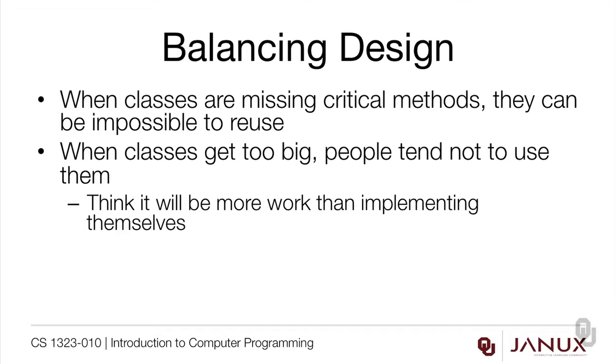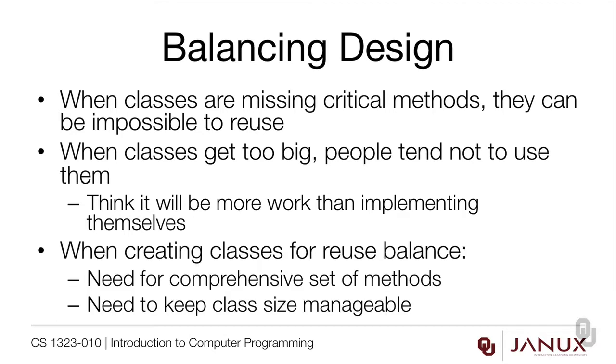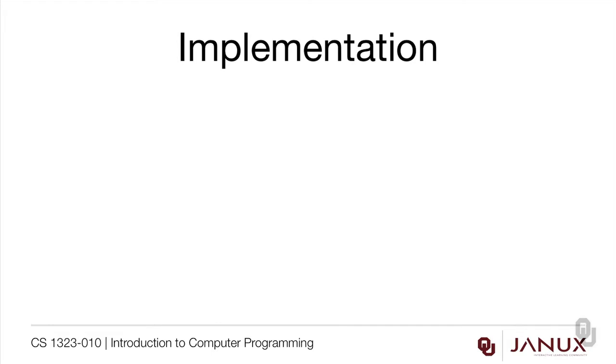So, for example, when you're looking through the API and you see an API page that has like 12 pages of methods on it, the inclination to decide to do something else is really strong. So this is the balancing act. You need to provide enough operations so that you have a complete set, but not so many that people give up on your class and decide just to do it themselves. It takes practice. So, the need for creating a comprehensive set of methods and keeping the class size manageable is what needs to be balanced here.